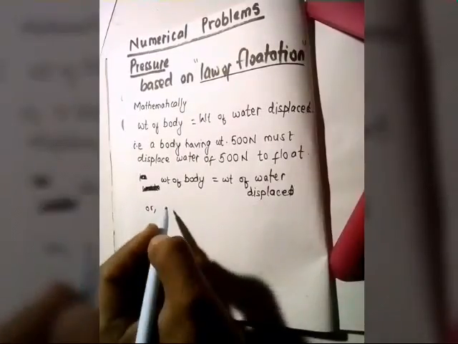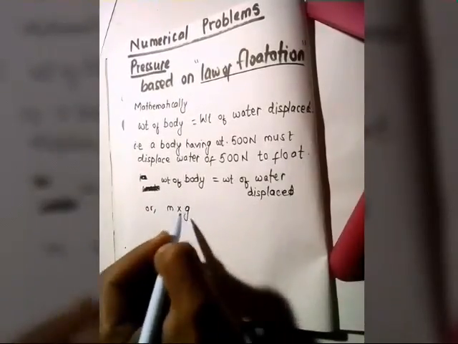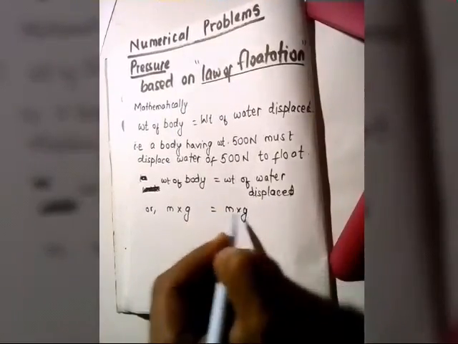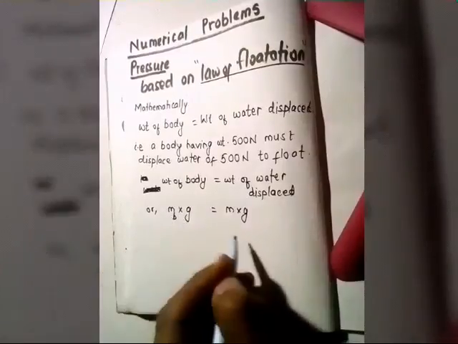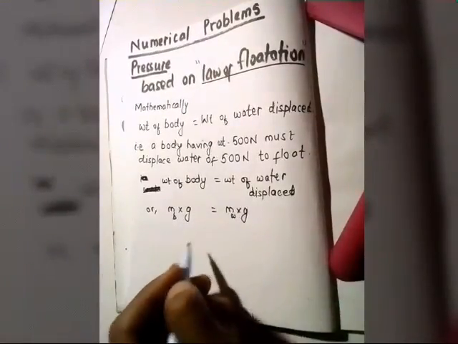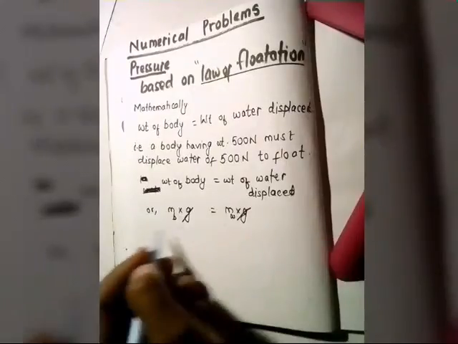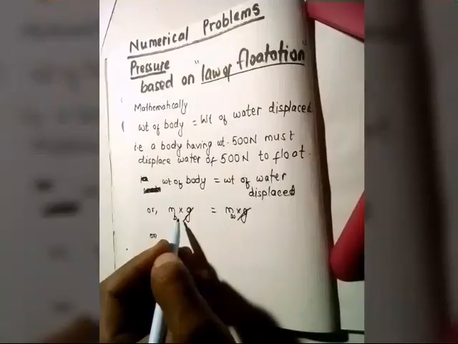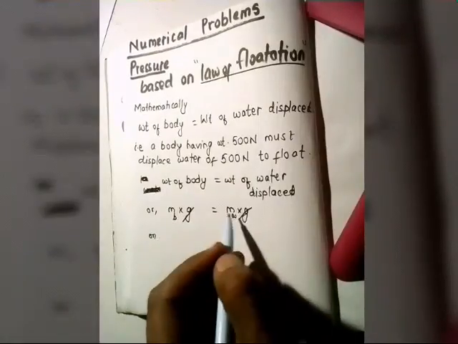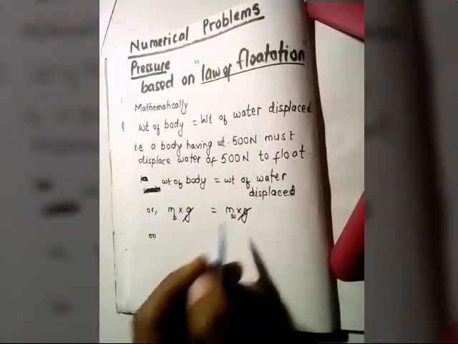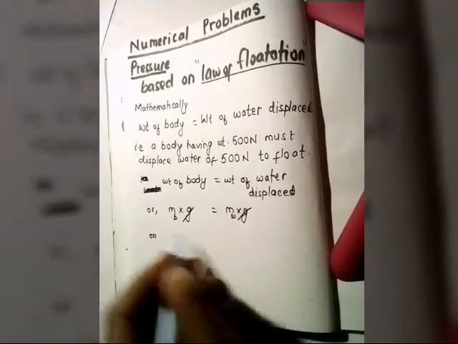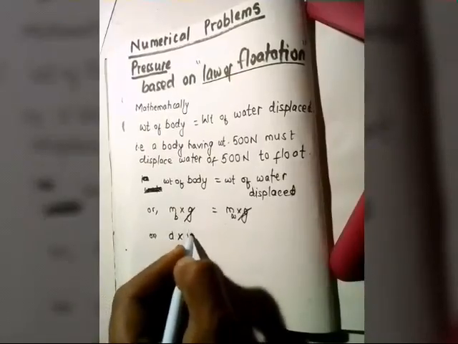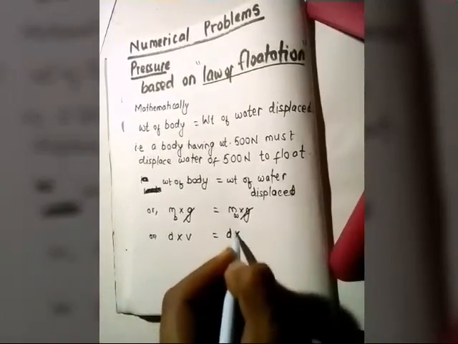Now the formula of weight is m into g. So similarly, for the weight of water displaced, same formula, we have m into g. This is the body, so I'm writing here b, and this is water, so I'm writing here w. Now g and g will cancel out, and from here we can see a conclusion that the mass of the floating body must be equal to the mass of displaced water. Or we can also write over here mass in terms of density and volume, so that will be d into v equals d into v.